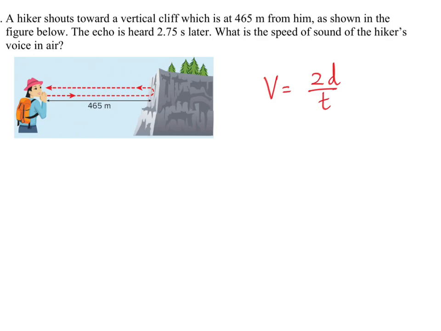So we'll use the formula for echo, V equal to 2 times the distance over time. All the values are given to us. Always remember to double check the distance. Here the distance 465 is the distance between the hiker and the cliff. So we'll substitute it as the value for D, and we have to double it because the sound will travel from the hiker to the cliff and back again. So that gives us the value as 338 meters per second.